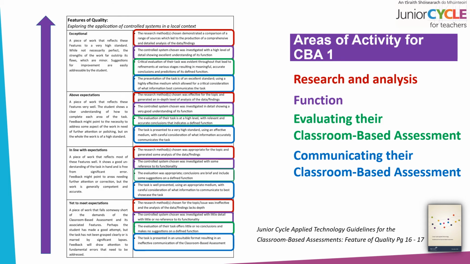When awarding a descriptor, the teacher should read the features of quality, starting with the descriptor yet to meet expectations, until they reach a descriptor that best describes the work being assessed. The descriptor being awarded should closely match the criteria for that level descriptor within the features of quality. Teachers should not assume that the results of a group of students being assessed will follow any particular distribution pattern, as the students' work should only be judged against the features of quality rather than on other students' performances. Details regarding the descriptors and the features of quality for CBA 1 are available in the guidelines for the classroom-based assessments.